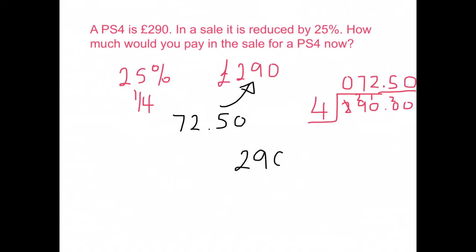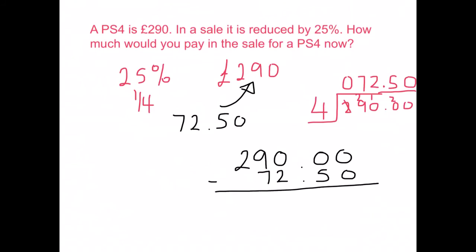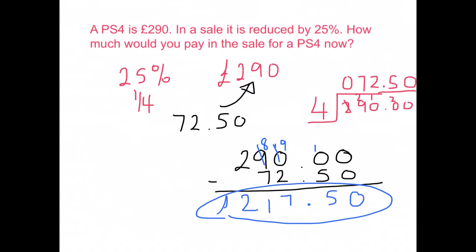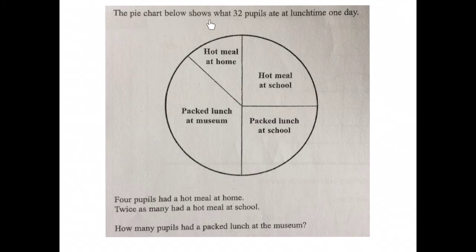So we have £290, and we have to take off the 25% discount of £72.50. 0 take away 0 is 0. 0 take away 5 we cannot do, so we have to do some exchange. 10 take away 5 is 5, decimal points in a line. 9 take away 2 is 7, 8 take away 7 is 1, 2 take away 0 is 2. So the PlayStation 4 in the sale would now cost £217.50.